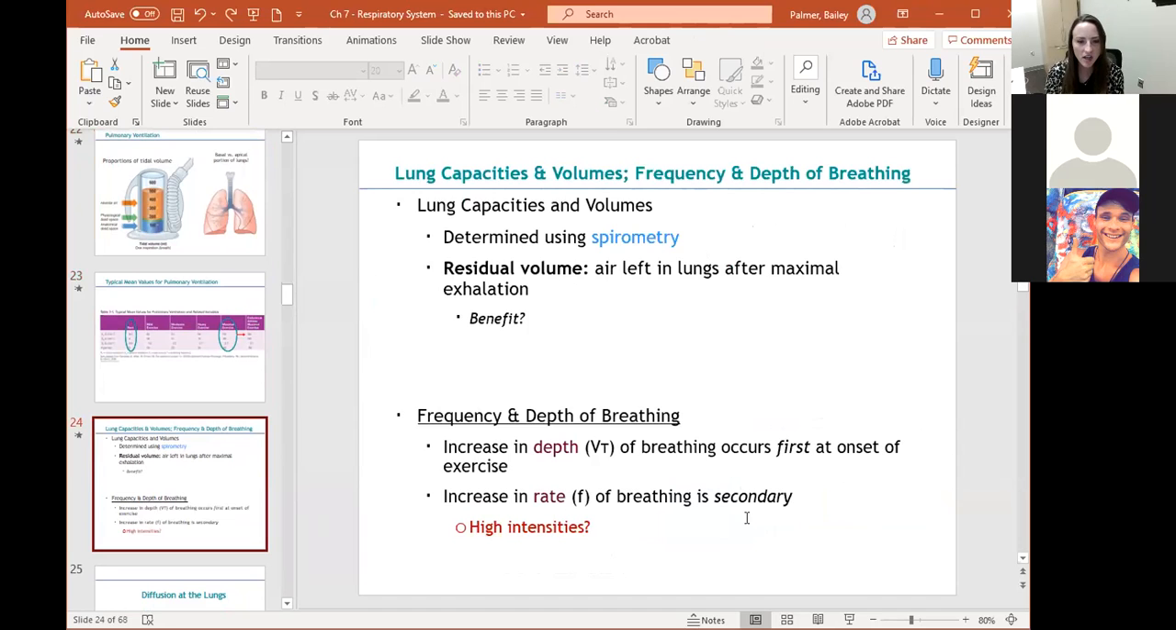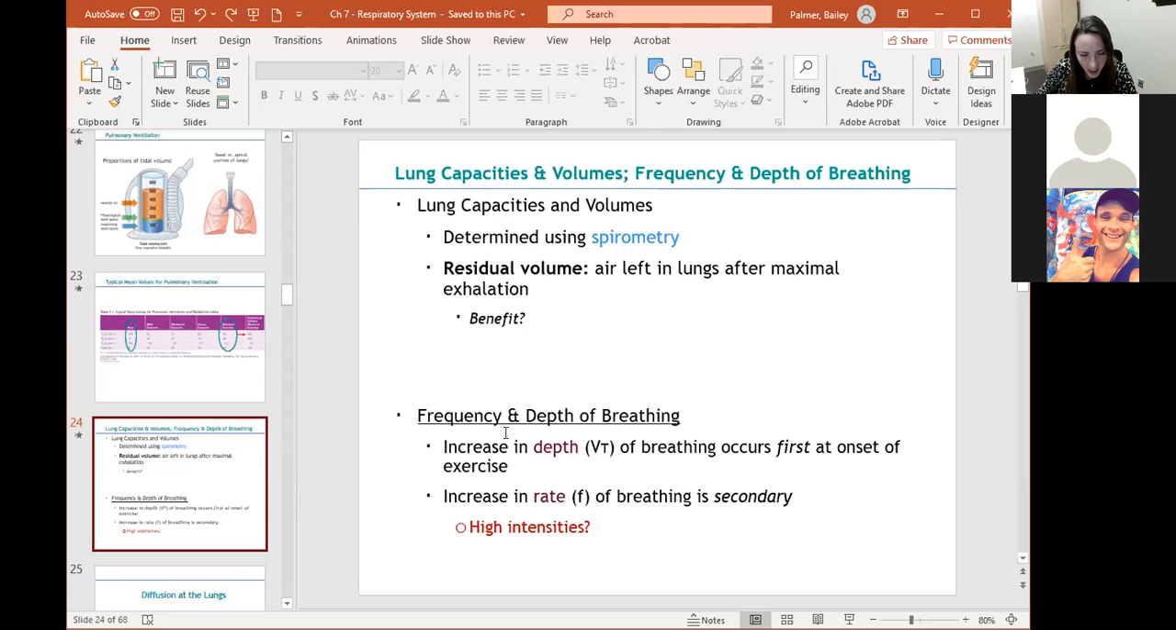All right, so let's talk about here. So residual volume, that's another term. You do have to know that one. Air left in the lungs after a maximal exhalation. We talked about what's the benefit of residual volume. It allows for gas exchange to still take place in the lungs after we have a maximal exhalation. So there's still gas in there. That's that air left over.